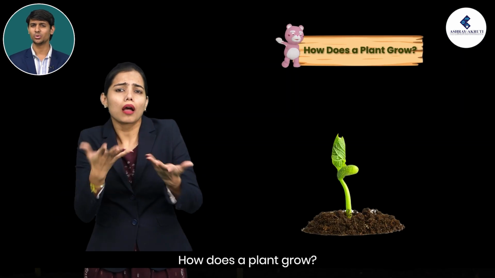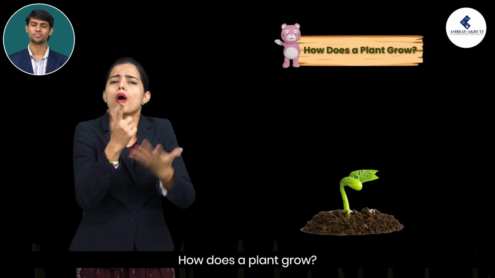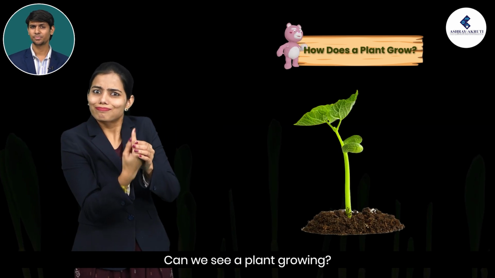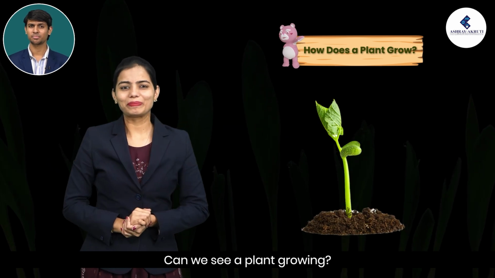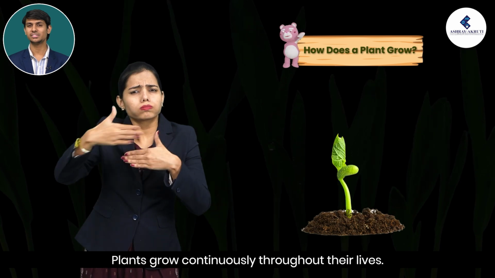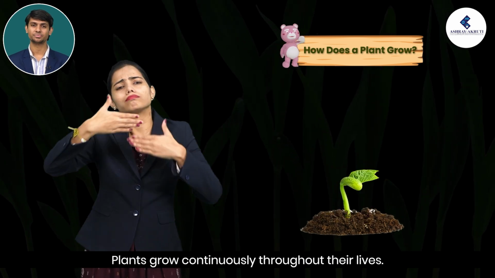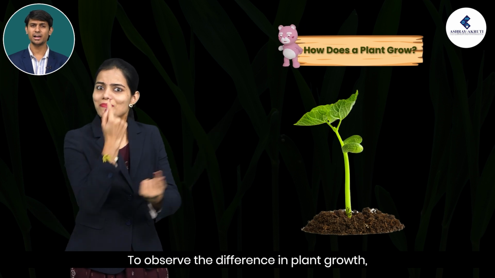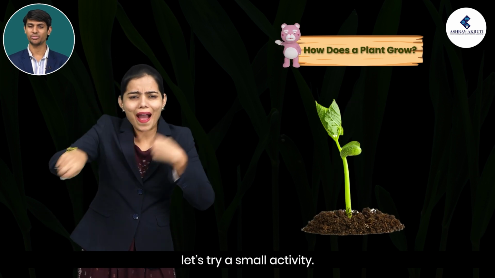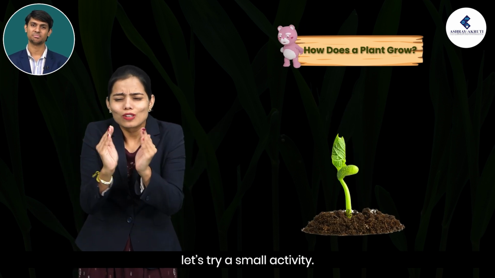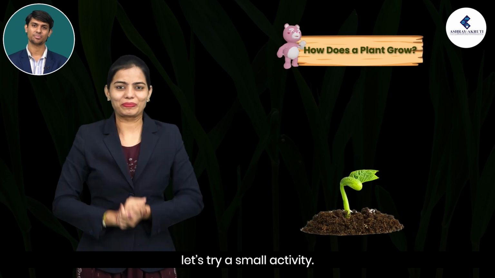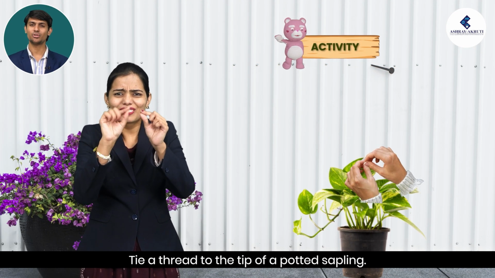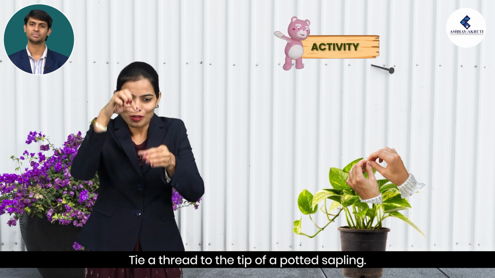How does a plant grow? Can we see a plant growing? Plants grow continuously throughout their lives. To observe the difference in plant growth, let's try a small activity. Activity. Tie a thread to the tip of a potted sapling.